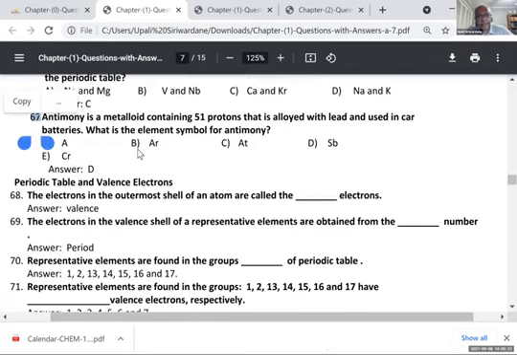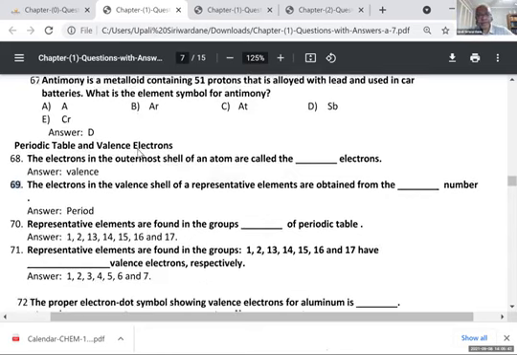Number 67. Antimony is a metalloid, atomic number 51, used in car batteries. What is the symbol? You go to the periodic table, go to 51. I have the periodic table. It's called Sb. It's pretty easy to do that. Now it's about valence electrons.